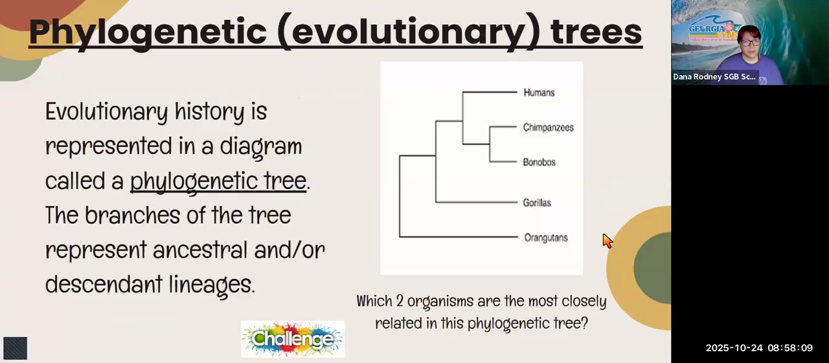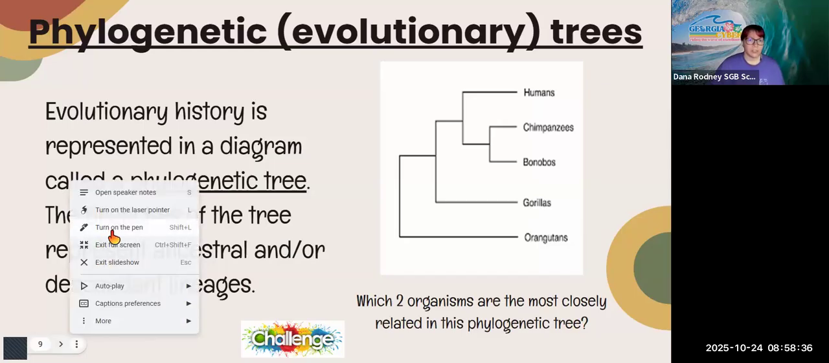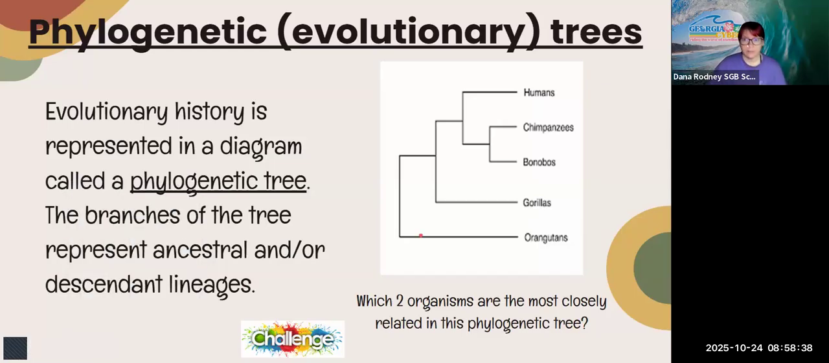So phylogenetic trees are a little bit different because they represent more time. And then they also represent just how closely related things are, but you don't see traits on phylogenetic trees. So evolutionary history is going to be represented in these phylogenetic trees, and the branches of the tree represent ancestral or descendant lineages.